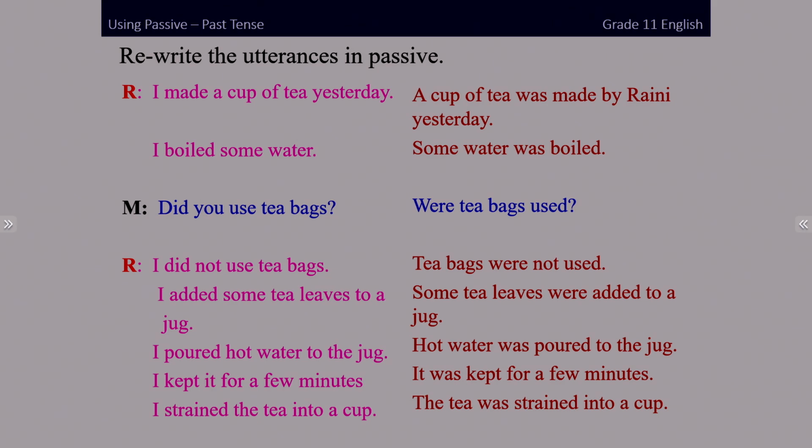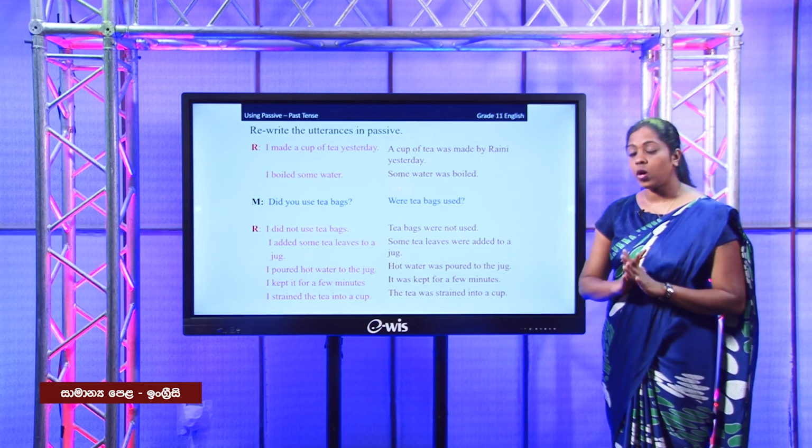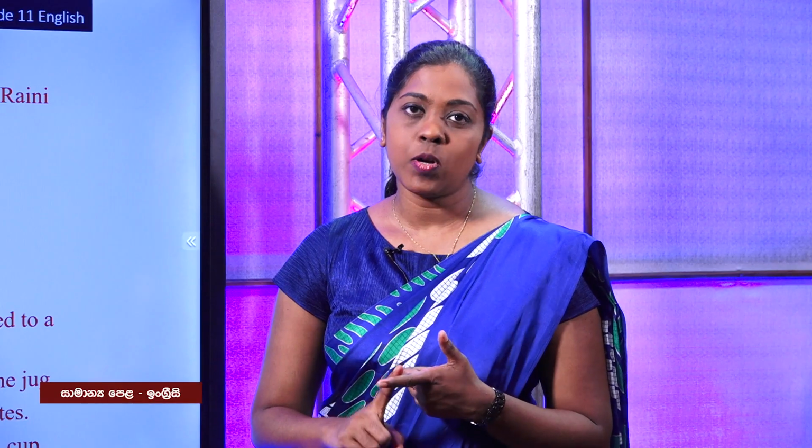I added some tea leaves to a jug. Some tea leaves were added to a jug. I poured hot water to the jug. Hot water was poured to the jug. I kept it for a few minutes. It was kept for a few minutes. So, we use the pronoun it, we are taking it in front. It was kept for a few minutes. And the last one, I strained the tea into a cup. So, the tea was strained into a cup. Hope you observed the subject, verb, object and also the additional information.